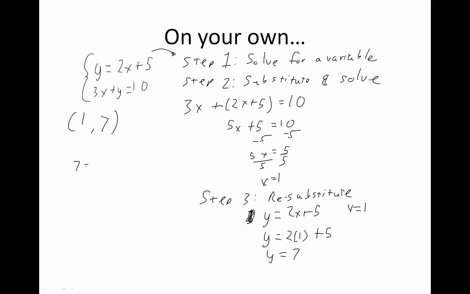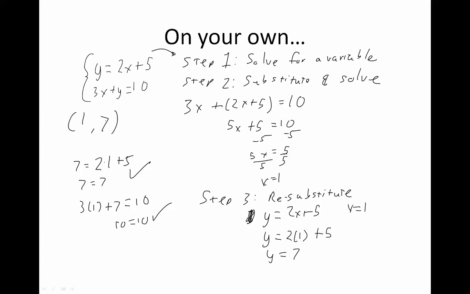And again, if we wanted to check it, 7 equals 2 times 1 plus 5. That's 5 plus 2, so 7 equals 7. That's great. 3 times 1 plus 7 equals 10. That's 3 plus 7, 10 equals 10. Checks out. (1, 7) is definitely our solution.